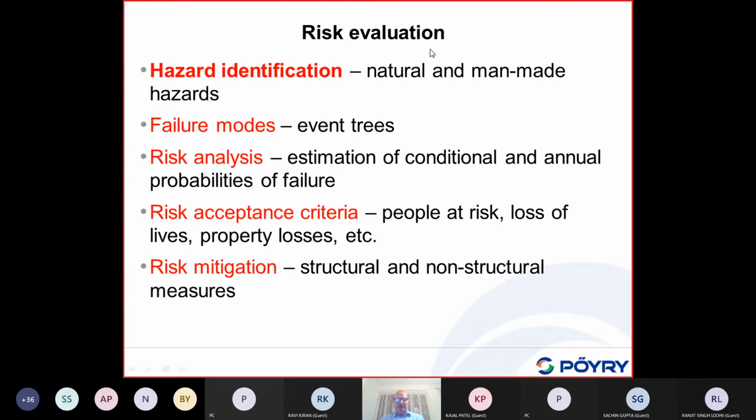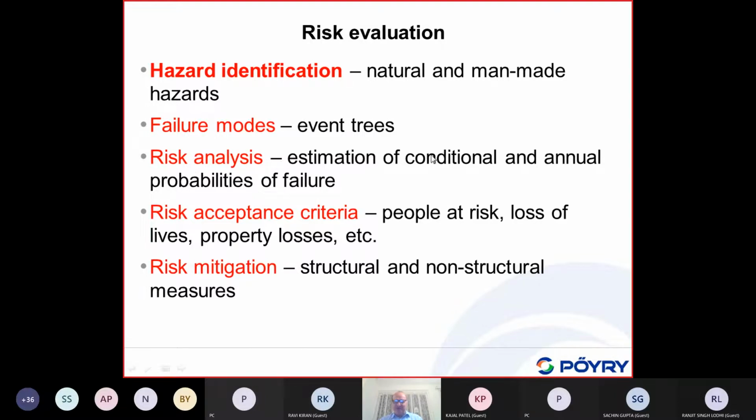Of course, first we have to look at what the possible hazards are. We have natural and man-made hazards, and I mentioned already earthquake hazard and terrorism and so on, which are not predictable, so they are quite difficult. Then we have the different types of failure modes, which I've mentioned before. This can be evaluated in detail by so-called event trees. Then we can do a risk analysis.